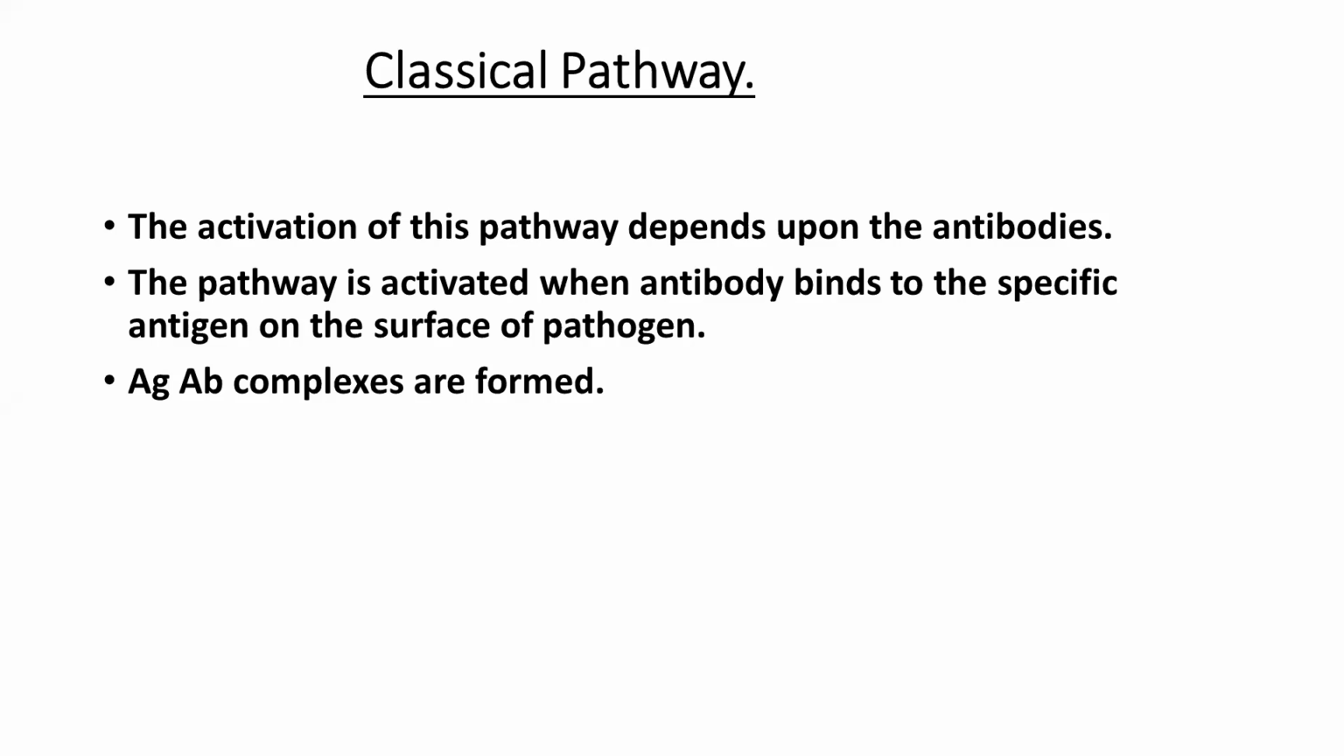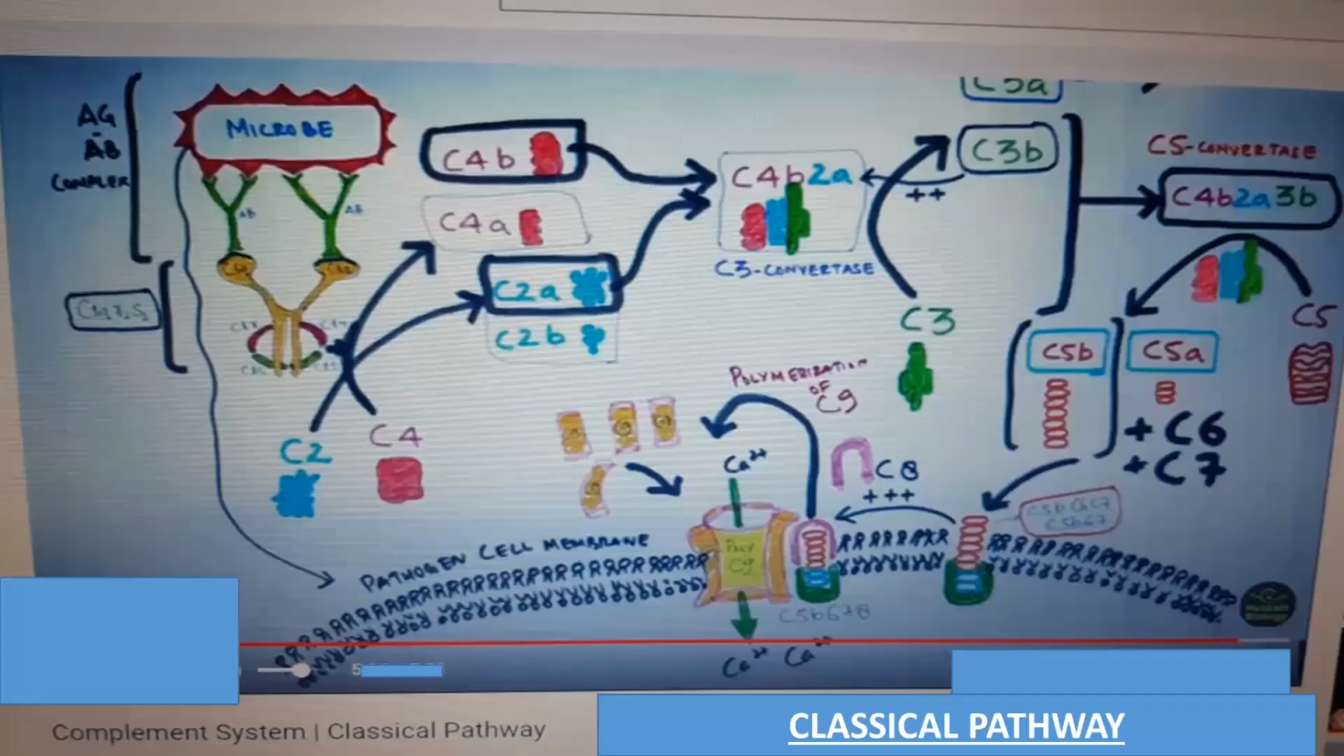The activation of the classical pathway depends upon the antibody. The pathway is activated when antibody binds to a specific antigen on the surface of the pathogen, as I just showed you in the diagram. Antigen-antibody complexes are formed in the classical pathway. So, three things to be remembered: the activation of this pathway depends upon the antibodies; second, the pathway is activated when antibody binds to a specific antigen; and the antigen-antibody complexes are formed, and the classical pathway is activated.